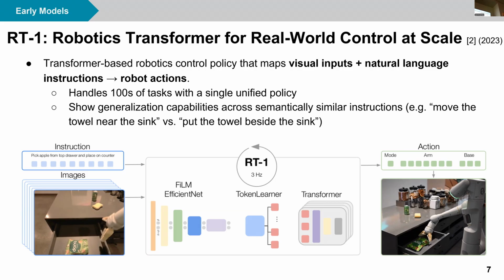And they were also able to show some generalization capabilities across semantically similar instructions. So rather than having to explicitly say, put the towel beside the sink, the model could understand that move the towel near the sink and put the towel beside the sink have a very similar action output because they're roughly the same skill, semantically speaking. So when we look at the action outputs here, all of the actions are discretized into these bins. So you don't have the full expressive control of the robot. You only have fixed discrete bins for actions that you could take.